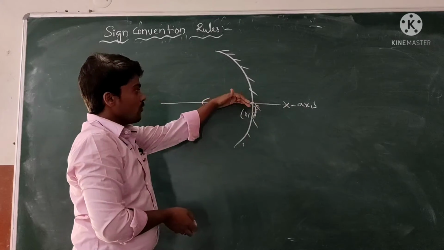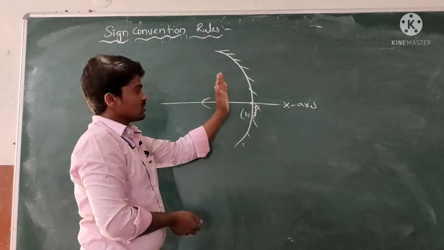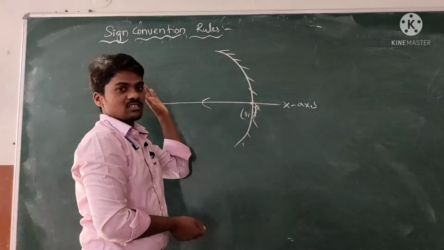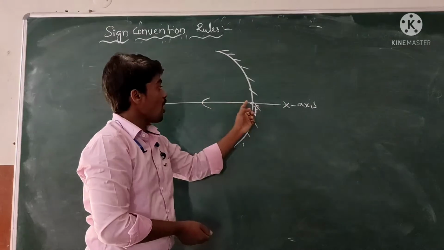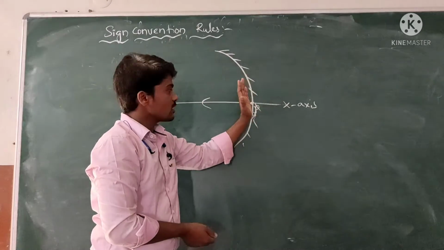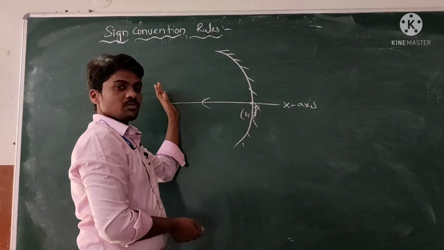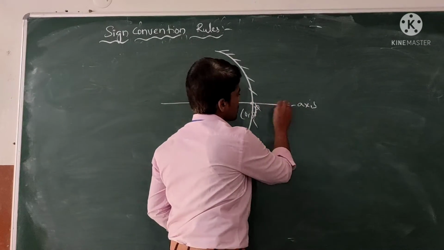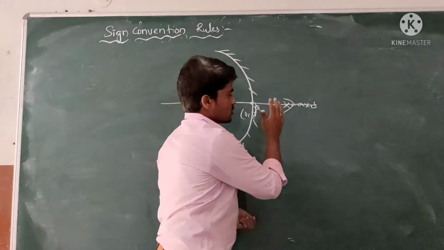Okay. Above, for example, this direction is the object. The light is travelling in this direction, and this is positive. All distances are measured from the pole only. From the pole, this direction is positive. For example, this direction here is also positive.